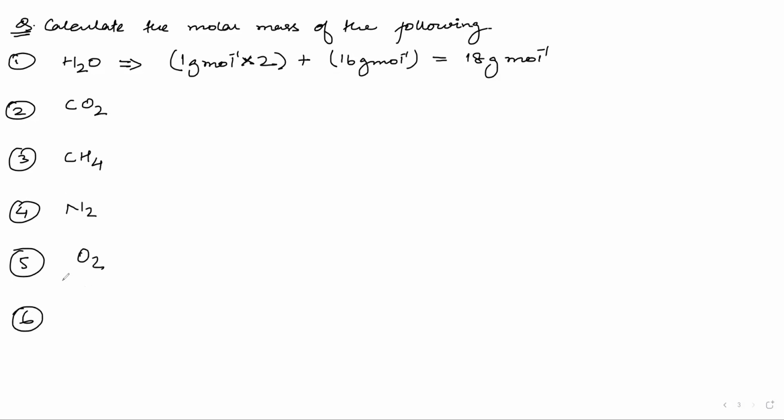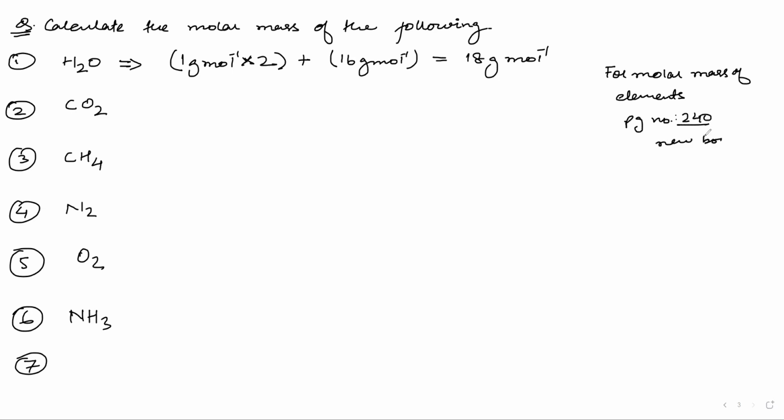What else will you find in this chapter? NS3. See what was there. 240. But this is for the new book, okay? If you have a new book, it is in the appendix, page number 240.